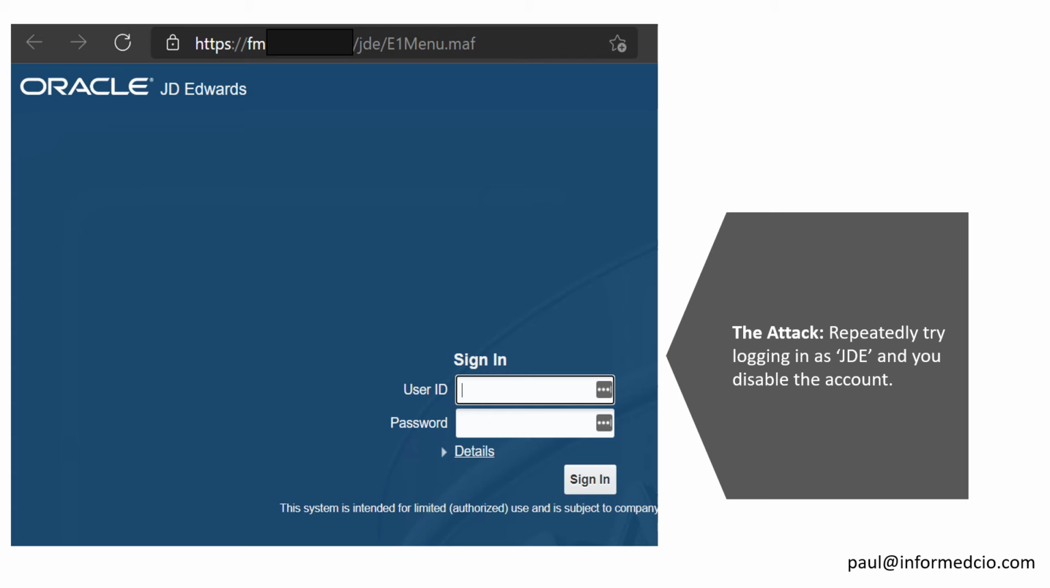You do that 10 times in a row or whatever the rules are set to, and you lock out that service account. And when you lock out that service account, you've in essence brought down the entire JD Edwards system. So you're pretty much stuck until the CNC administrator gets in there, re-enables that account, and restarts JD Edwards. In essence, you've taken this company offline for a significant period of time.